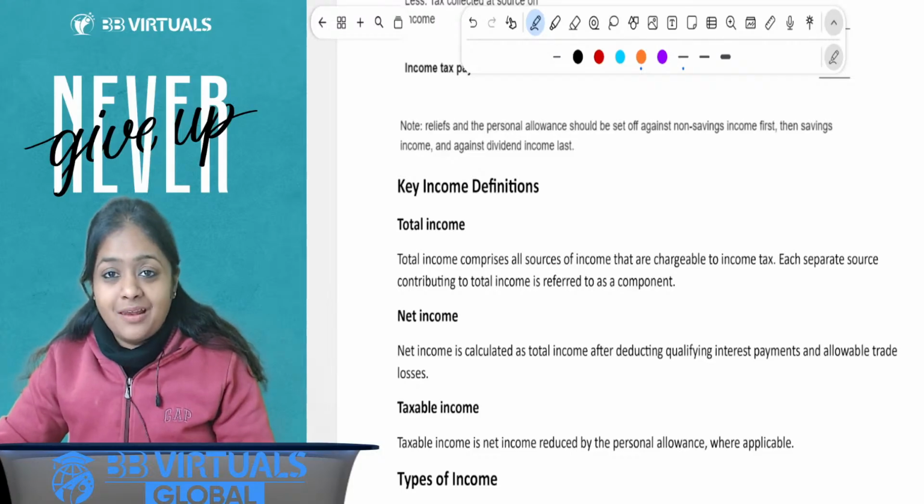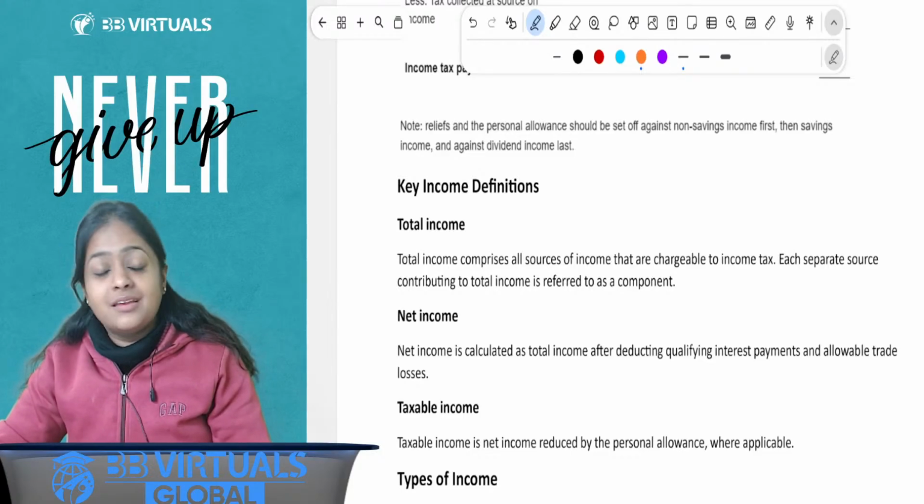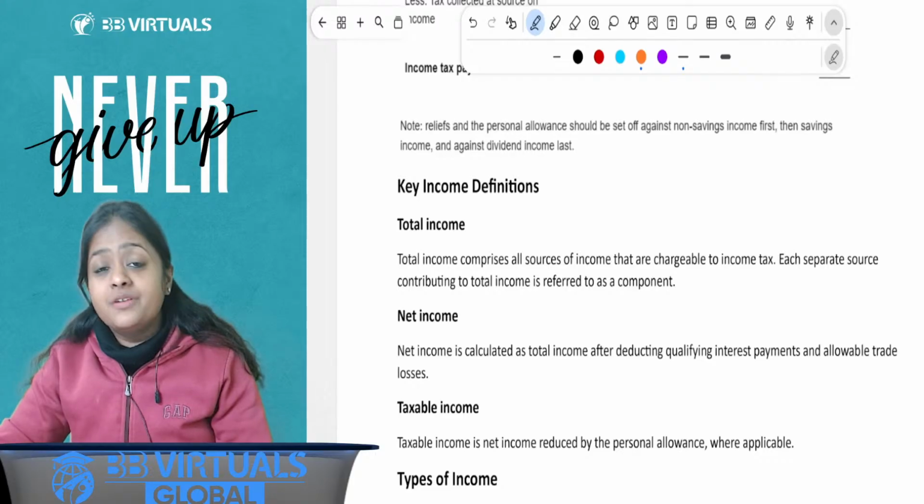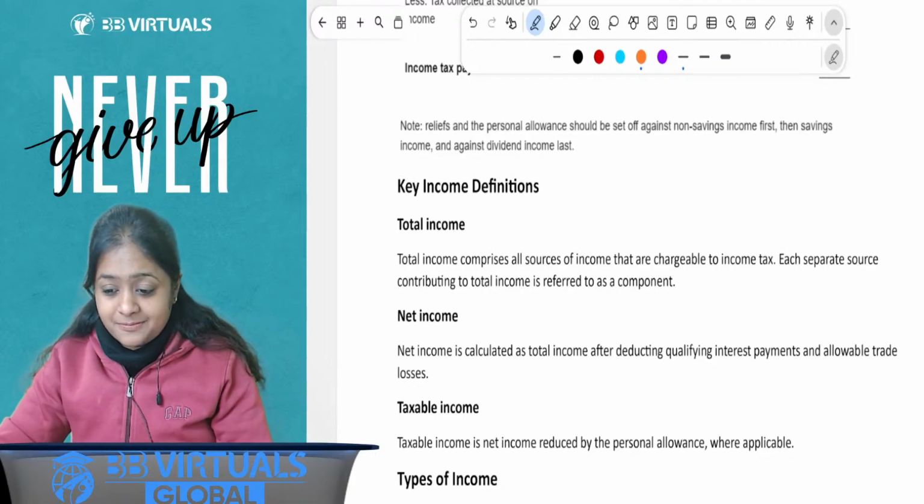Most welcome, Krunal. And right now, Krunal, I'm discussing the tax paper, the UK tax paper, the United Kingdom tax paper for your ACCA exams.